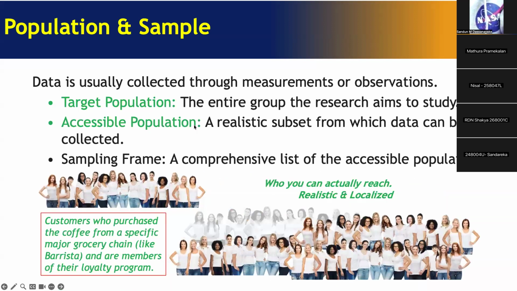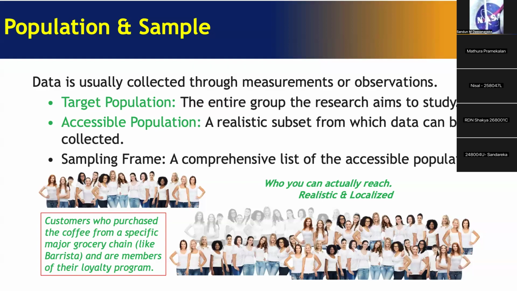Then there is the accessible population. The accessible population is a realistic subset from which data can be collected. So you can actually reach them realistically, and you can look at this localized sample. Now, customers who purchase the coffee from a specific major grocery chain, like Barista, for example, and are members of their loyalty program. This is important because we can observe all the people who are getting coffee from Barista in this example, but we need to be accessing the information. So the population should be accessible. That's what the accessible population is. It's a realistic subset from which data can be collected.